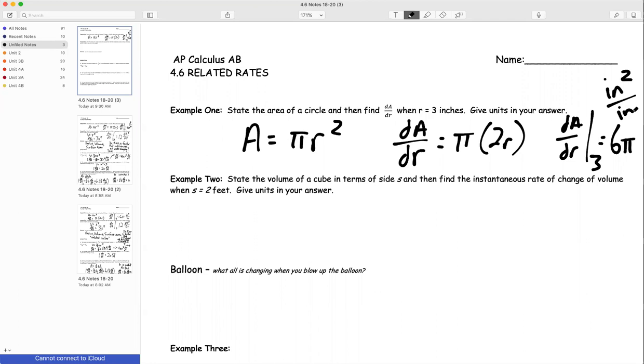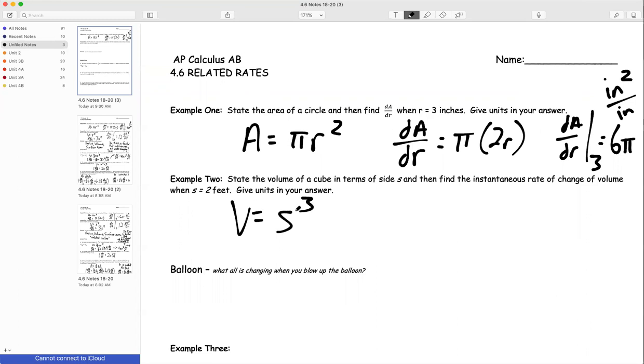Example 2: state the volume of a cube in terms of side s and then find the instantaneous rate of change of volume when s is equal to 2 feet. Give units in your answer. Okay, so what is the volume of a cube? Volume is equal to s cubed.